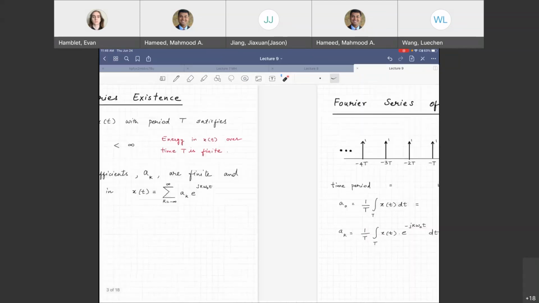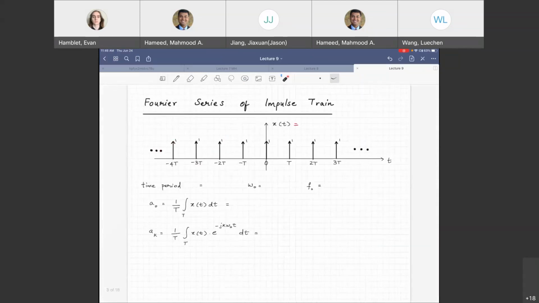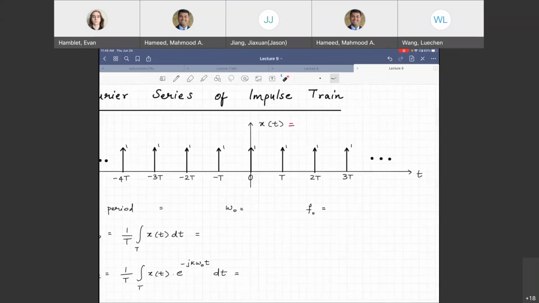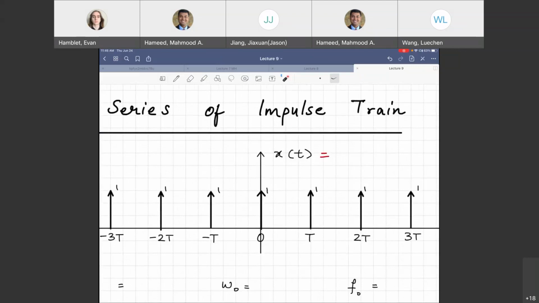Next, Fourier series of impulse train. Let's do a fun exercise first, and then we can get into the calculations later on. Can you guys help me represent this x of t as a summation?